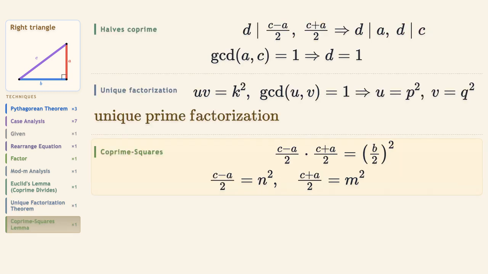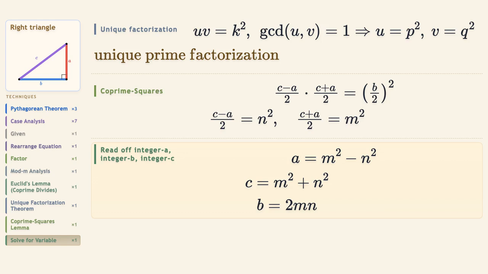Apply the lemma. The product of the two halves is (b over 2) all squared. They are coprime, so each is itself a square. Call them n² and m². Adding and subtracting the two equations recovers a equals m² minus n² and c equals m² plus n², and b over 2 is mn, so b is 2mn.